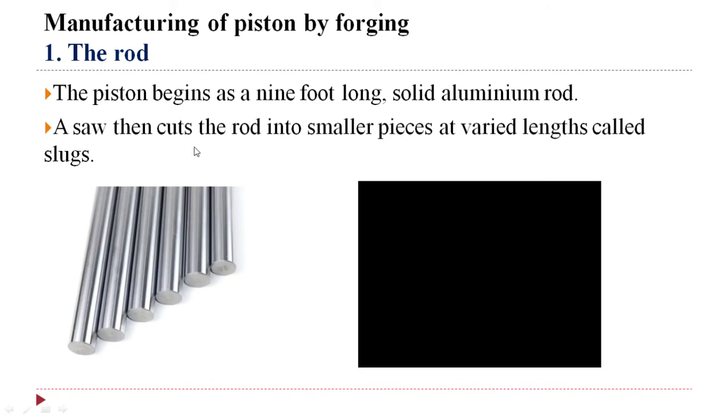Then our next manufacturing process for the piston is the forging method. In this process, the piston begins as a 9 feet long solid aluminum rod, as shown in this diagram. Then these rods are cut into slugs, as shown in this diagram, by adjusting the feeder machine.